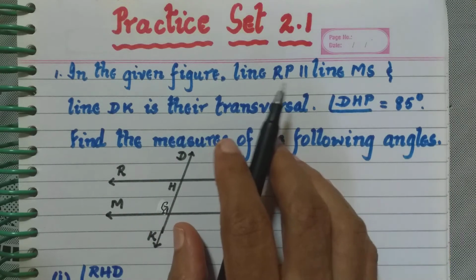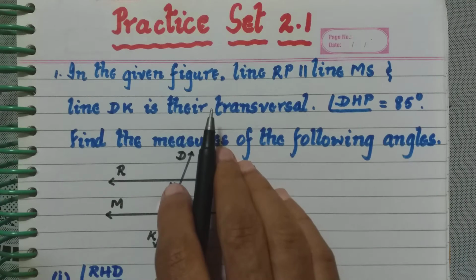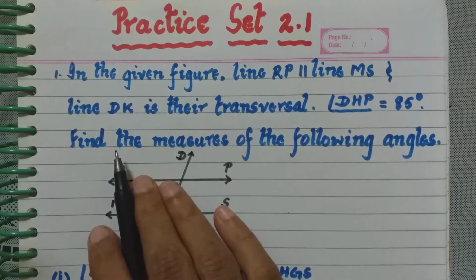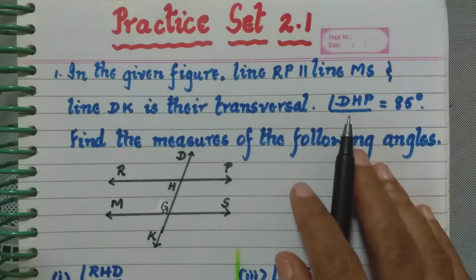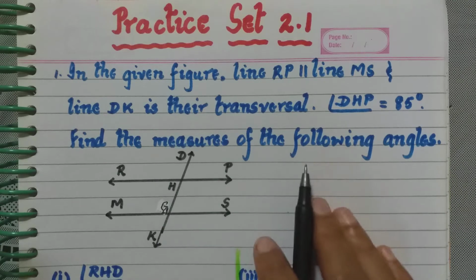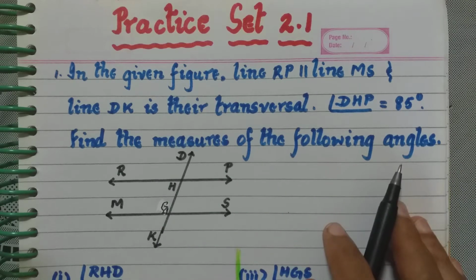Practice set 2.1, question 1. In the given figure, line RP is parallel to line MS and line DK is their transversal. Angle DHP equals 85 degrees. Find the measures of the following angles.